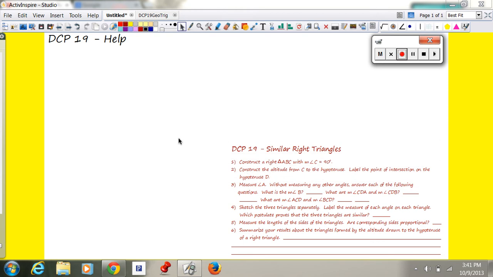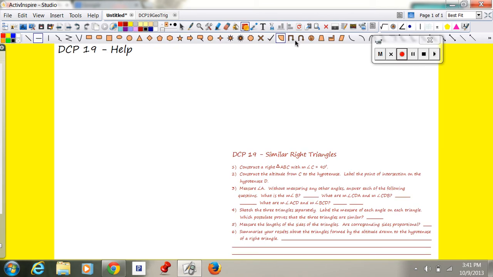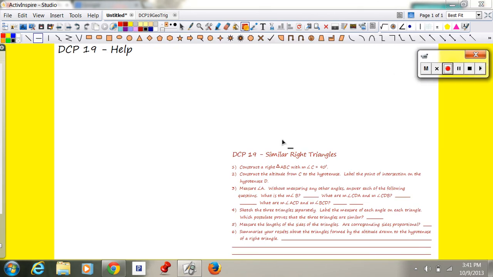Alright guys, here's a little help for 19 DCP we did in class today. I'll just kind of review what we did in class. The first step was to construct a right triangle. So you leave some room above it and you draw a line, and then you're going to use your protractor.